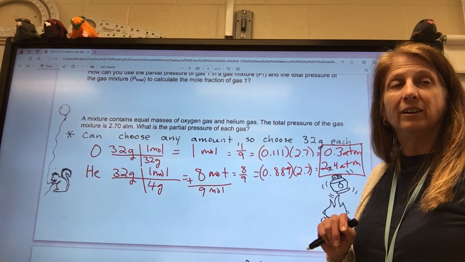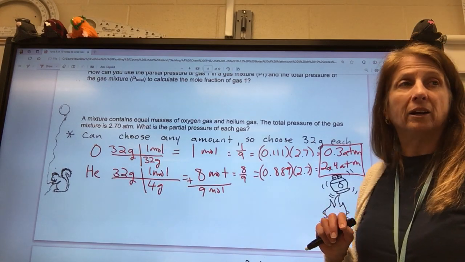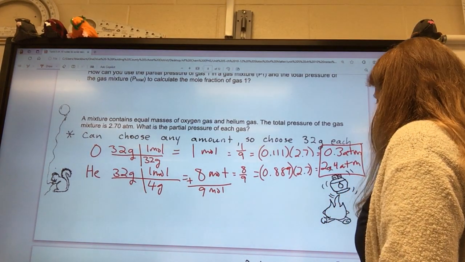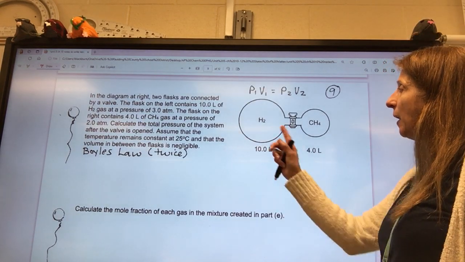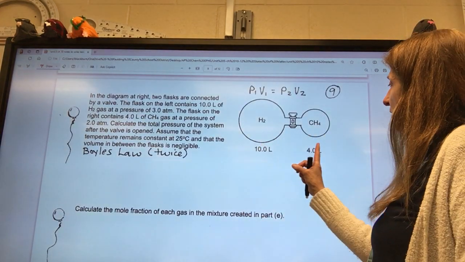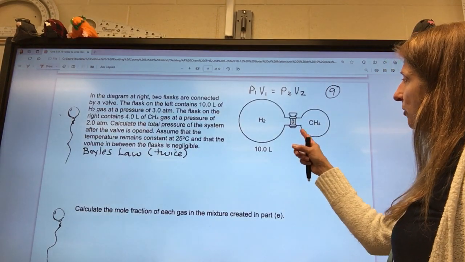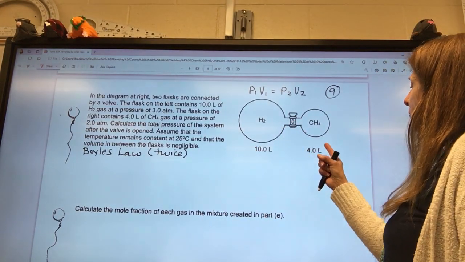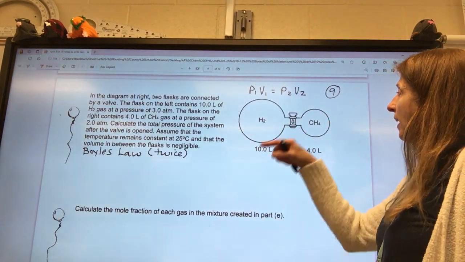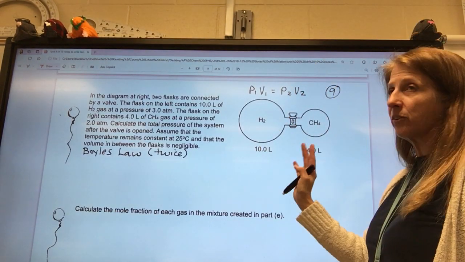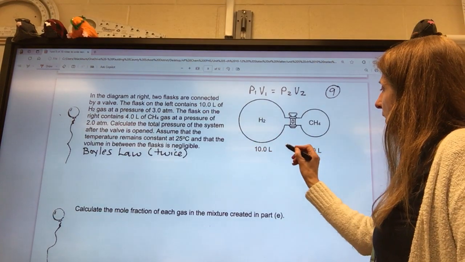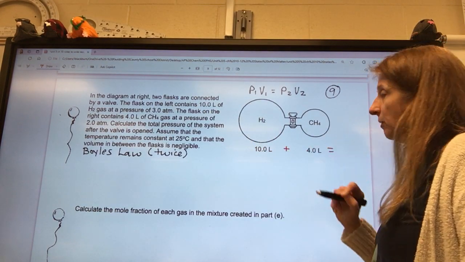Almost. Yes? No? Everybody else? Okay, I'm scrolling. All right, so here's another one, very AP kind of problem. We've got 2 flasks. One is 10 liters, one is 4 liters. In the 10-liter flask, we have hydrogen gas. In the 4-liter flask, we have methane. They have a valve between them, and we open it up, letting them mix. Once they mix, how many liters do we have?